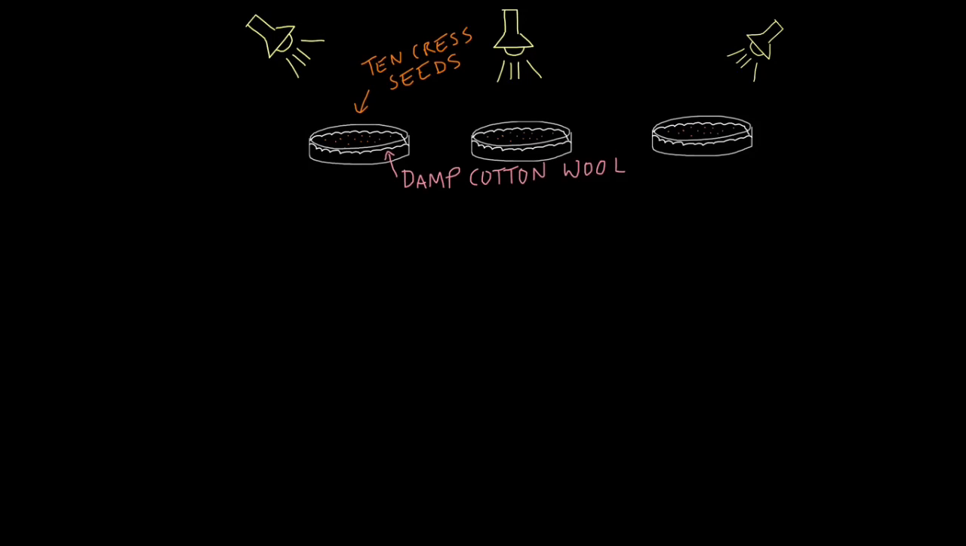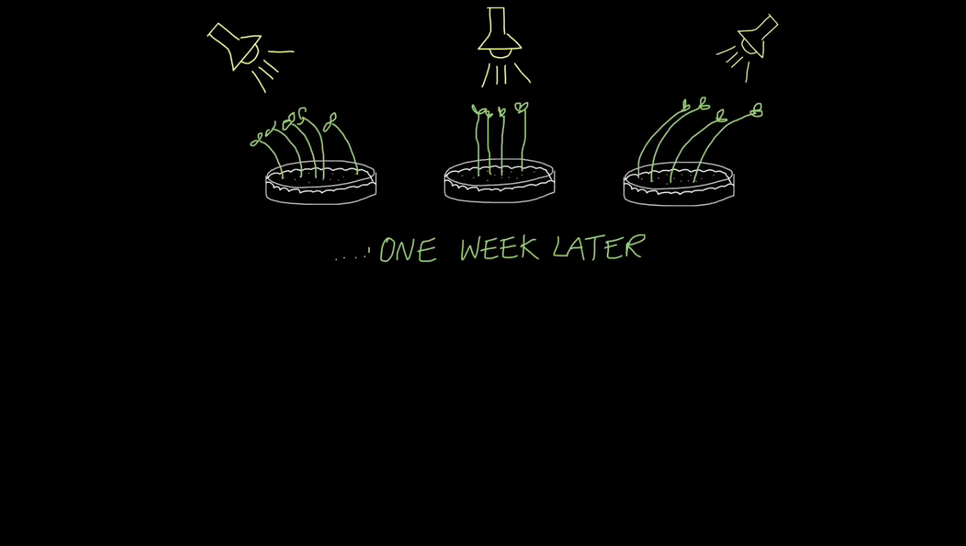You can also quite simply perform your own experiment to test the effect of auxins. For this, you will need 3 Petri dishes, and you put damp cotton wool at the bottom of each. Then you place 10 cress seeds in each one, and then you expose them to light sources from different directions, so from the left, from above, and from the right. If you come back 1 week later, you'll find that the cress seeds which were exposed to light source from the left will have grown towards the left. Those which were exposed to light source from above will have grown straight upwards, and those which were exposed to light sources from the right will have grown to the right.